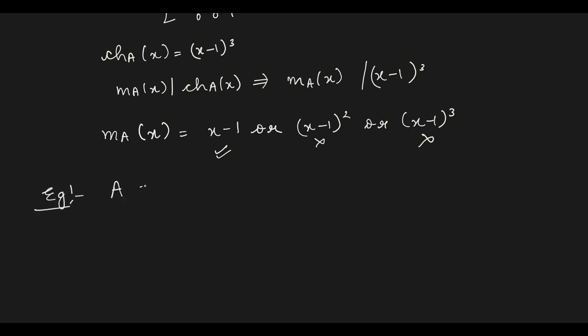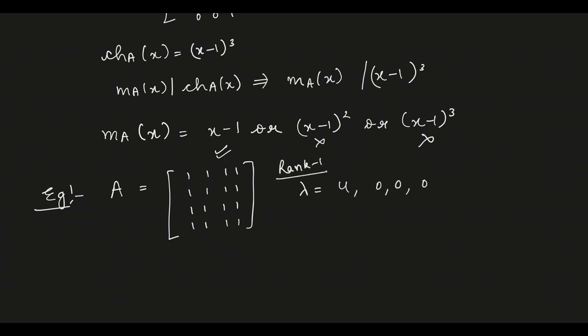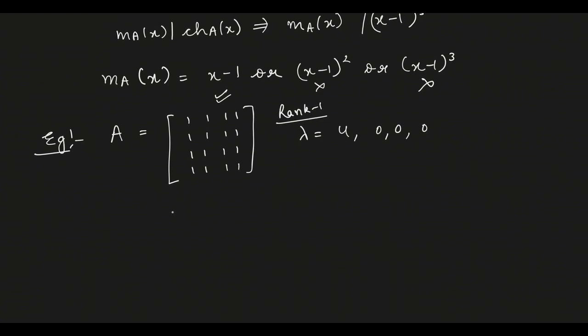Next example. Now for this matrix, what will be the eigenvalues? 4, 0, 0, 0. Rank 1 matrix. Characteristic polynomial will be (x minus 4) into x cube. So what are the possibilities for minimal polynomial?